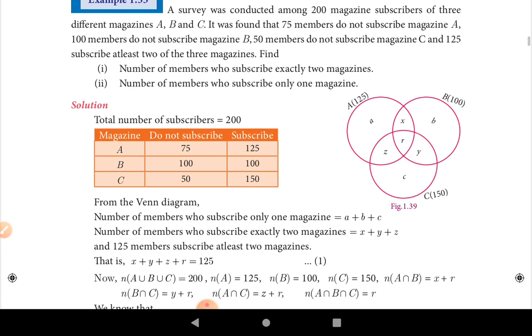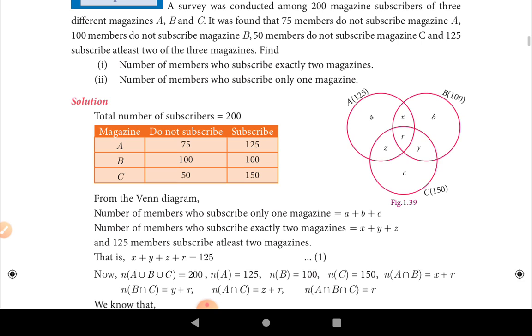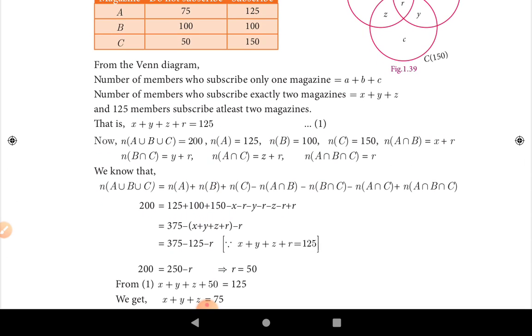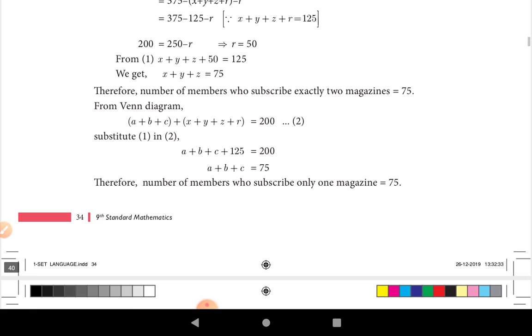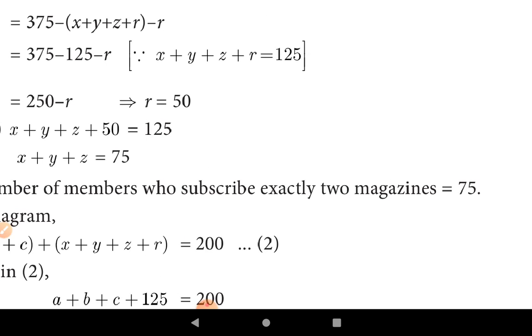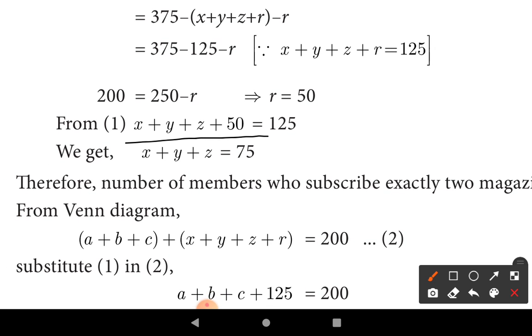The first one is the number of members who subscribe to exactly 2 magazines. Okay, so 2 magazines, as I already told you, are nothing but x plus y plus z, right? Okay, now listen, we can simplify the given value in equation 1. So x plus y plus z plus r is equal to 150, so from 1 we can write x plus y plus z plus 50 is equal to 150, because we are applying the r value here.